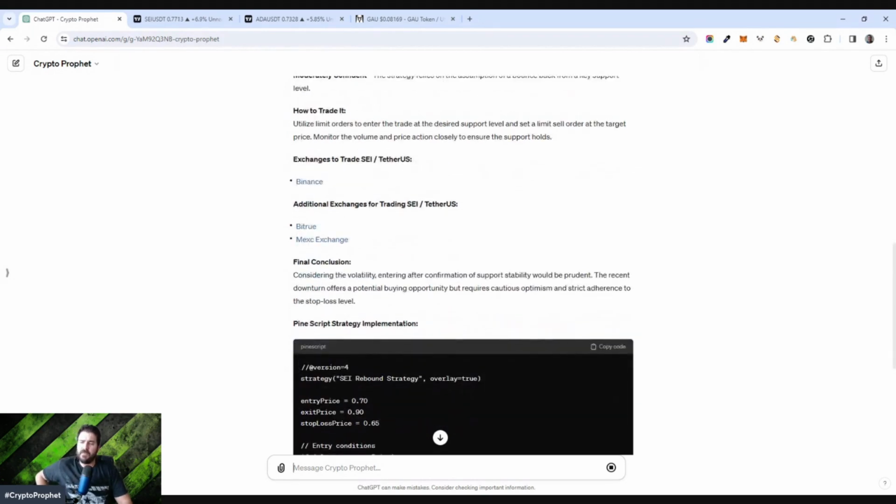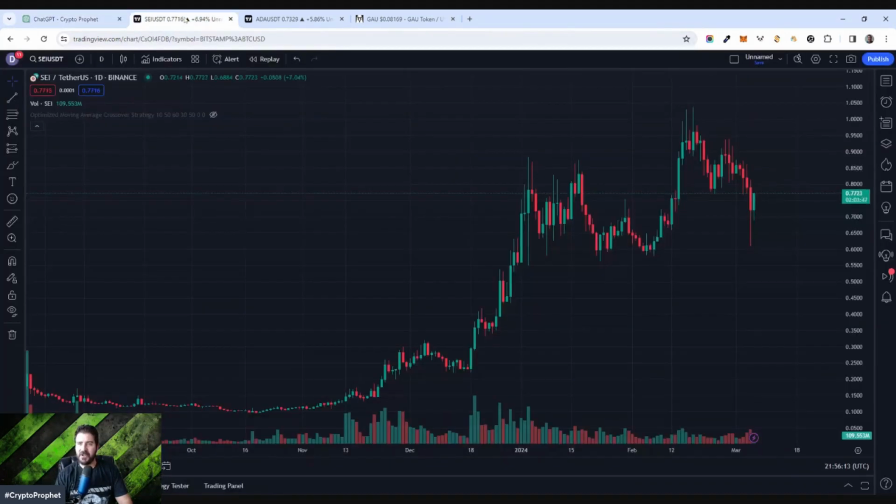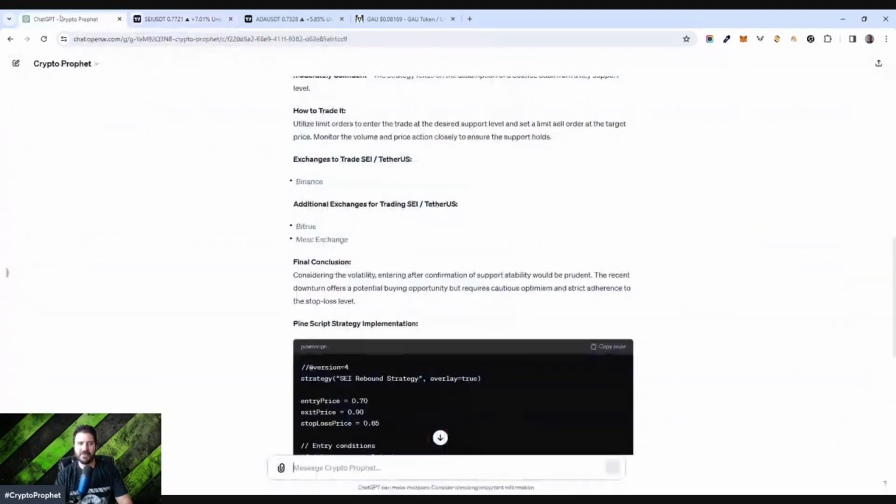Considering the volatility, entering after a confirmation of support stability would be prudent. The recent downturn offers a potential buying opportunity, but requires cautious optimism and strict adherence to the stop loss level. It's still going up. It's 77.23.